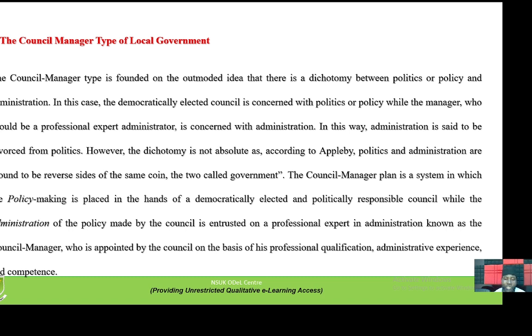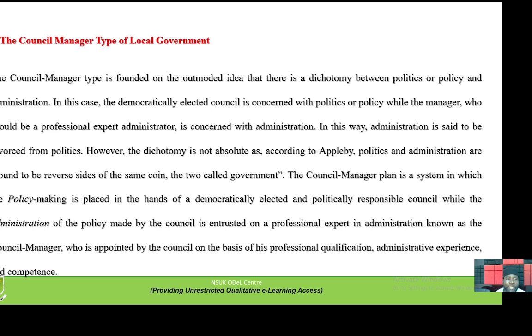However, the dichotomy is not absolute, as according to Appleby, politics and administration are founded on the reverse sides of the same coin, the two called government. The council manager plan is a system in which policy making is placed in the hands of a democratically elected and politically responsible council, while the administration of the policy made by the council is entrusted to a professional expert in administration known as the council manager. The council manager is a professional administrator that deals with the administration of the entire local government.